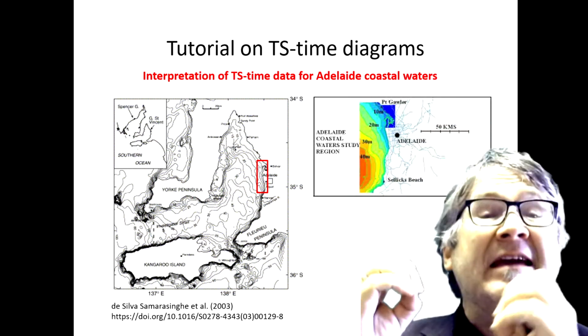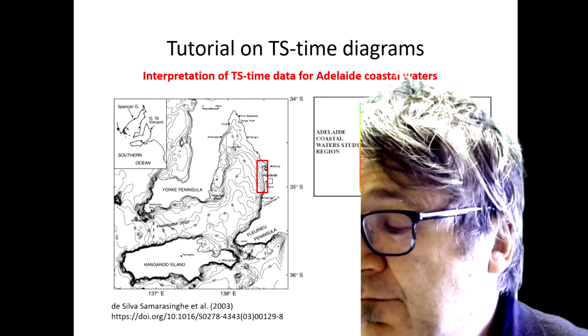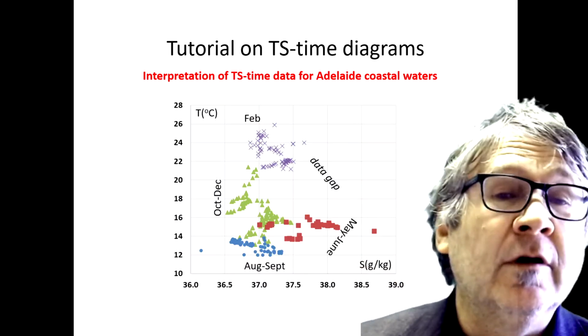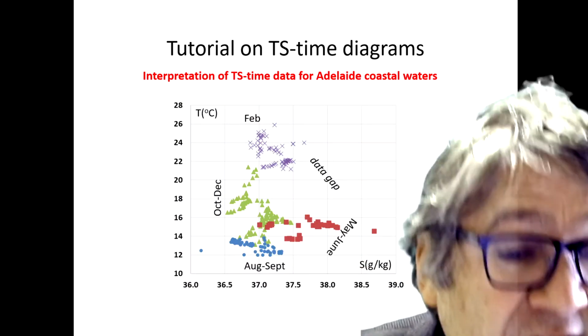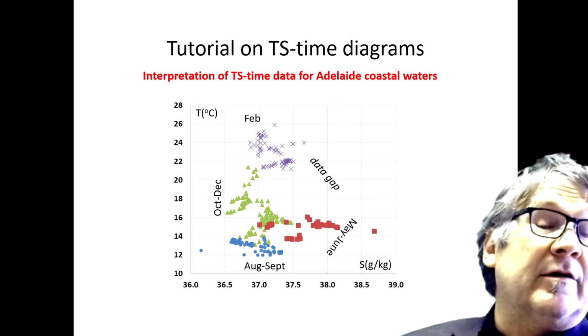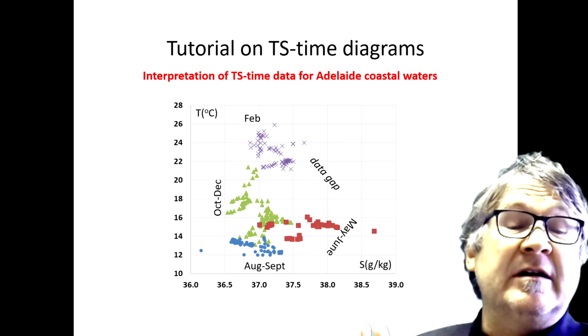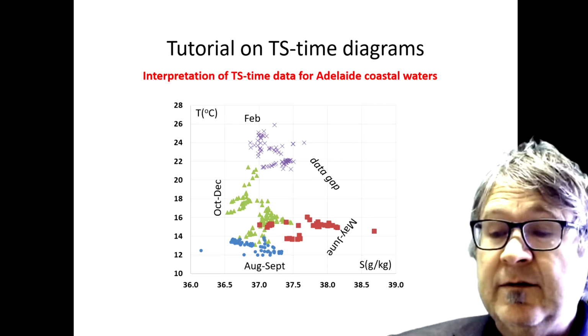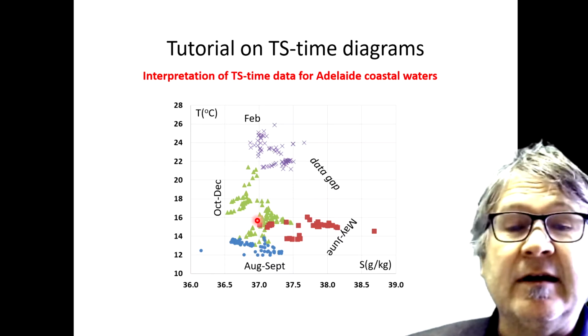So now it's about the interpretation of the data. First thing, let's have a look at the data. You plot the data. You worked out how to plot data using Excel, and you put some labels on it. So this is a temperature salinity diagram. I turn on the pointer here.